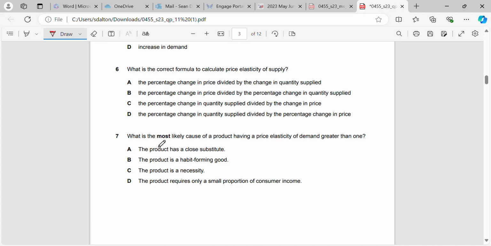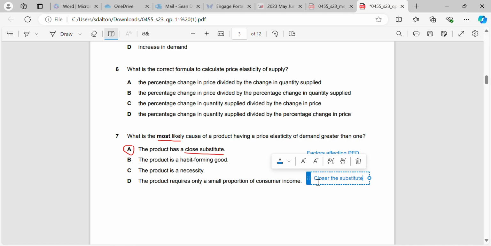What is the most likely cause of a product for 7 having a PED greater than 1? So what we need to look back over here, Unit 2, factors affecting PED. One of those factors is the availability and attractiveness of substitutes. The closer the substitute, the higher the PED value. Why? Because we can switch to a competitor very easily, so we're very sensitive to price changes.